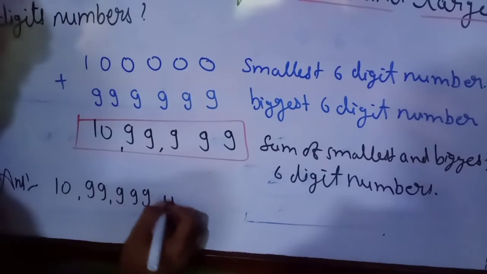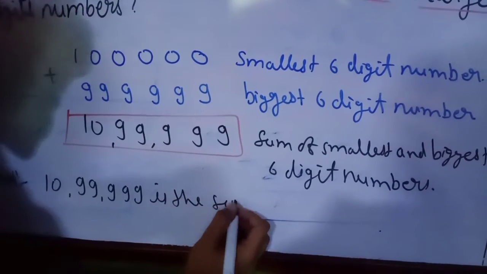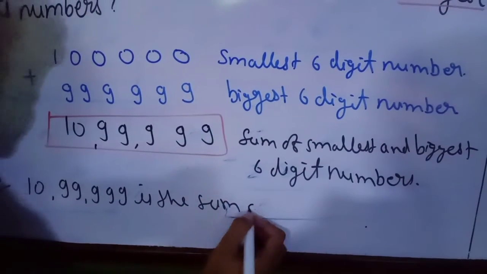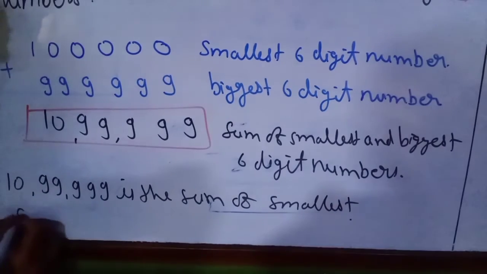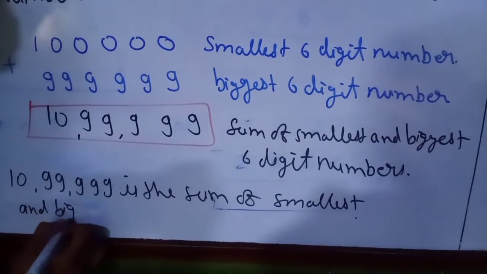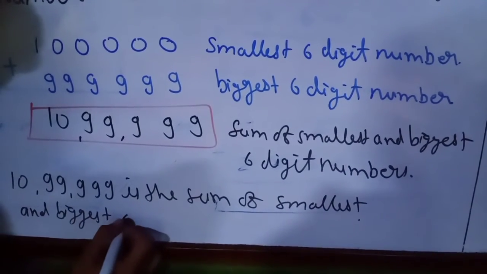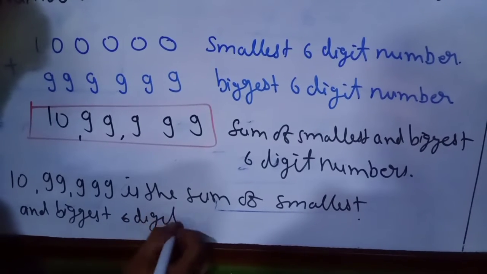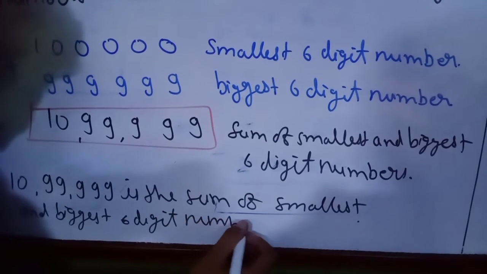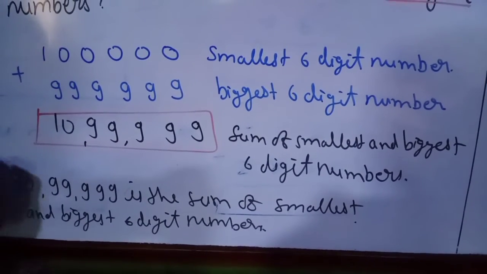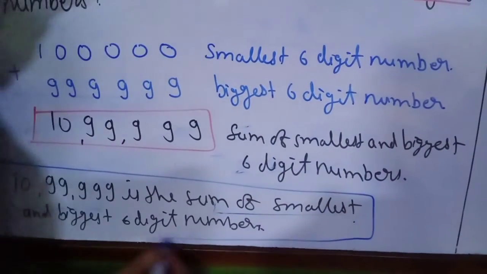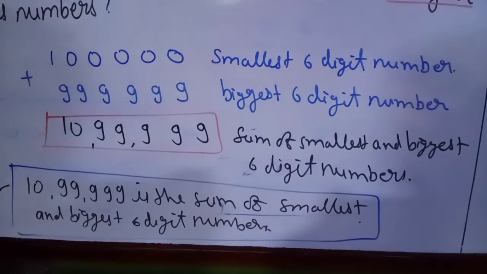10,99,999 is the sum of the smallest and biggest 6-digit numbers. We have to put the answer in a bracket. This way we can conclude the answer. Move to the next sum.